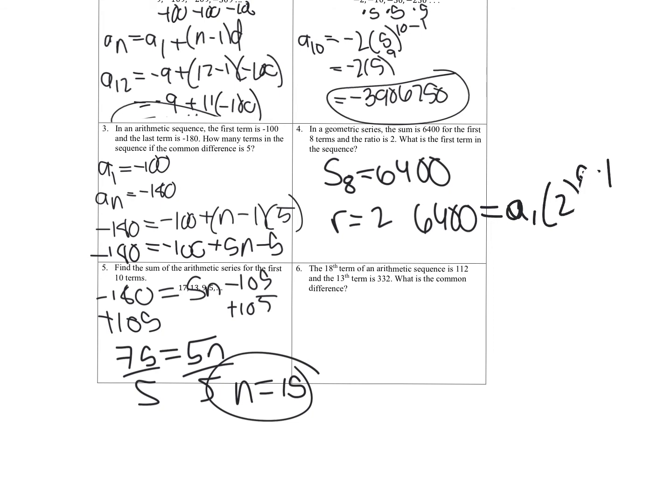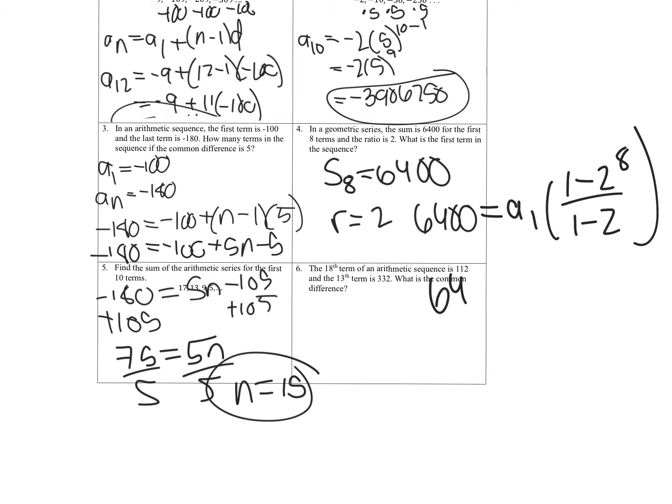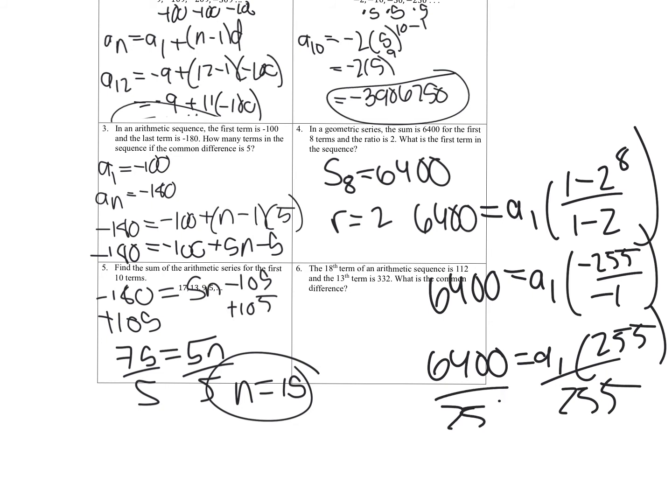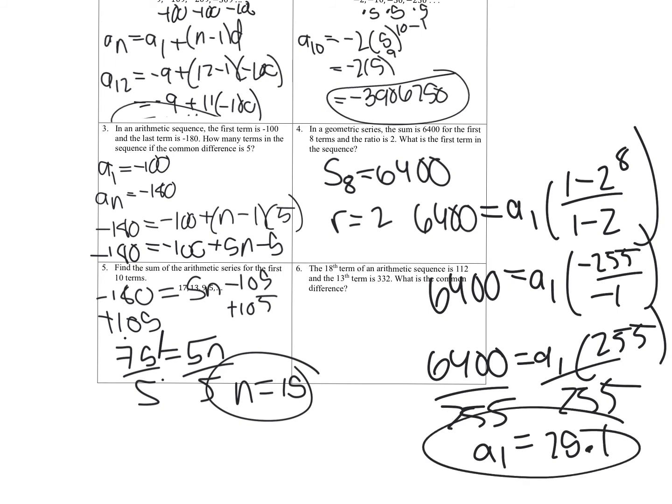Okay. Oh, wait, I did the wrong formula. Sorry, 1 second. That's not the sum formula. We don't know the first term. We do 1 minus 2 to the 8. There we go. 1 minus 2. Much better. Okay. So 1 minus 2 to the 8th is going to be negative 255 over negative 1. So it's going to be 6,400 equals a sub 1 times 255. And yours tells you to round to the nearest tenth. So 6,400 divided by 255 is going to be 25.1. So that is the first term, 25.1.